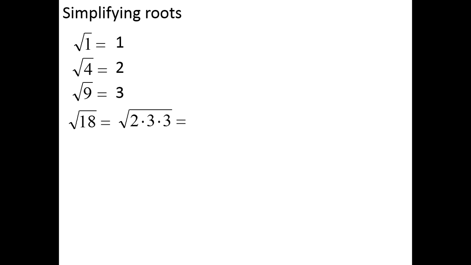Well, 18 is not a perfect square, but if we think about the factors of 18, we can see that 18 does have a perfect square factor. 18 is 2 times 3 times 3, and because it has two factors of 3, and 3 squared is 9, that means 18 has a perfect square factor of 9. So we can simplify the square root of 18 by removing the square root of 9 from the square root of 18. Square root of 9 is 3, so we can rewrite the square root of 18 as 3 times the square root of 2.